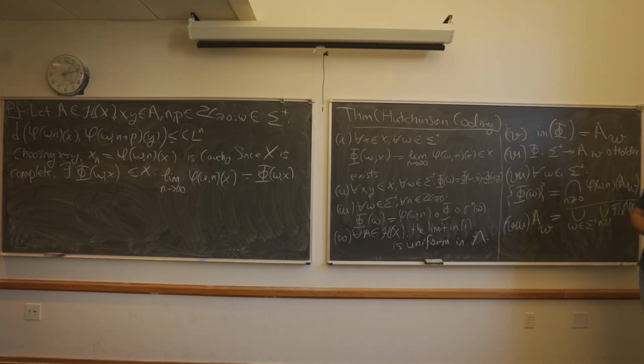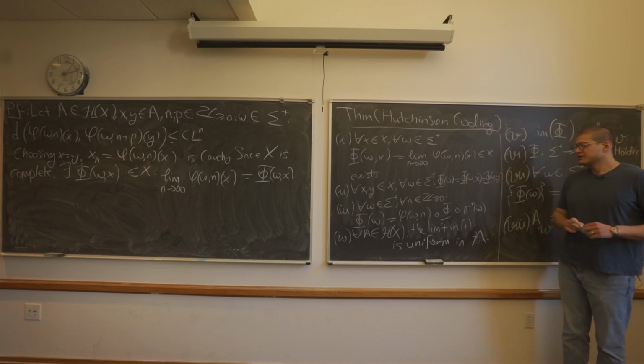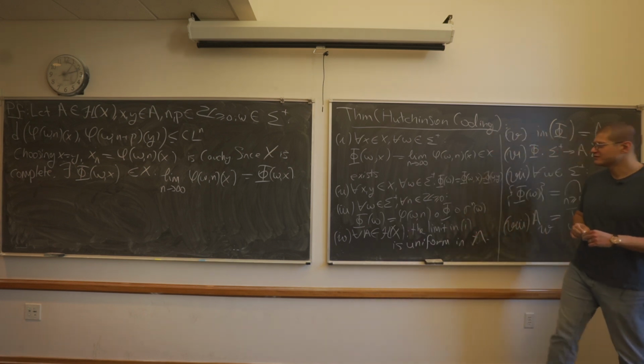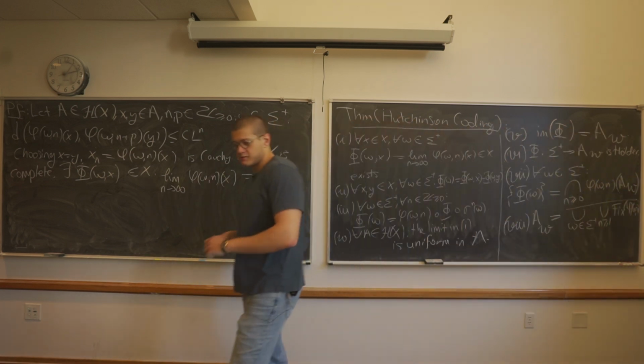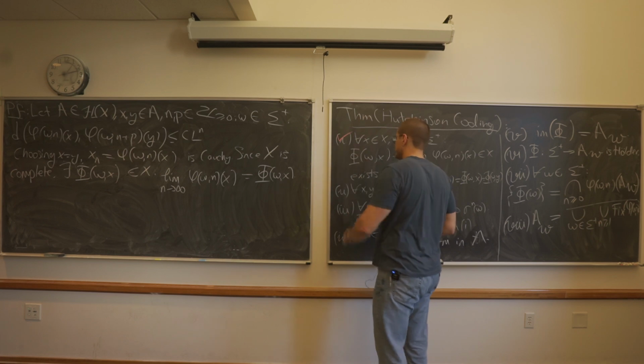Yes? Can I think of little phi of omega n as like an approximate decoding? Yeah, you can think of it as like a finite resolution coding, yeah. Okay, so that is done.